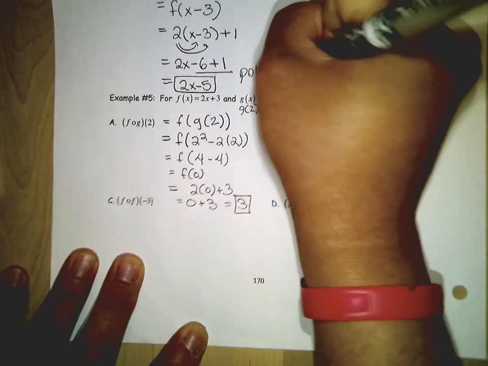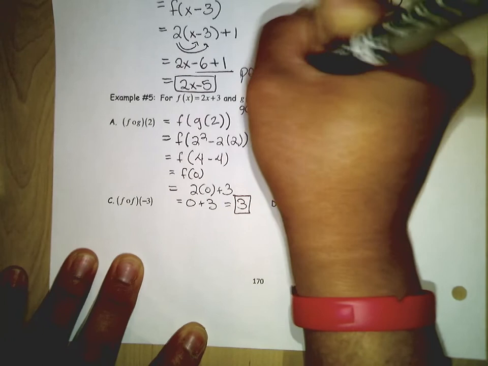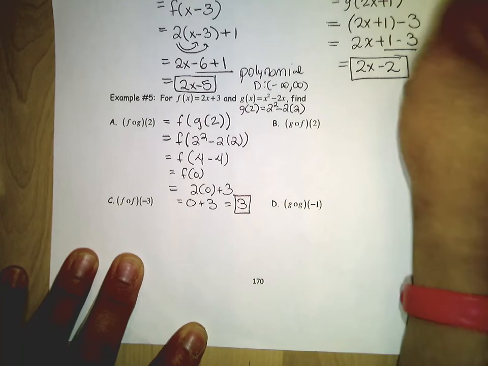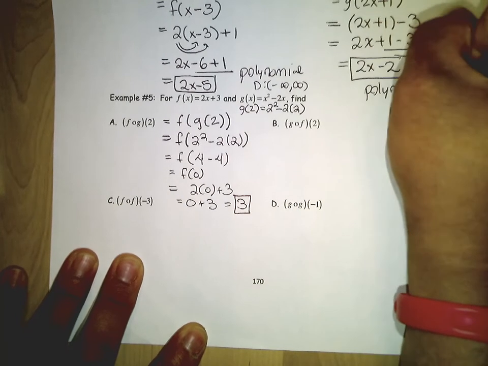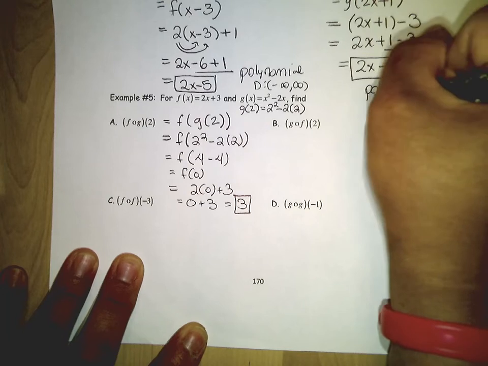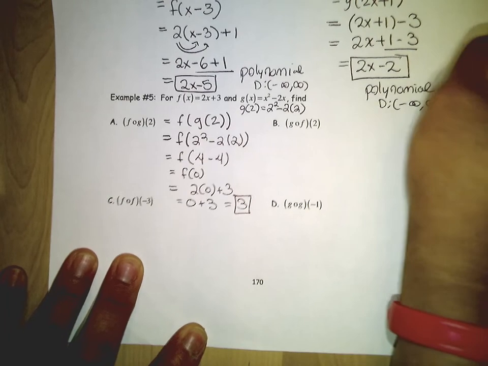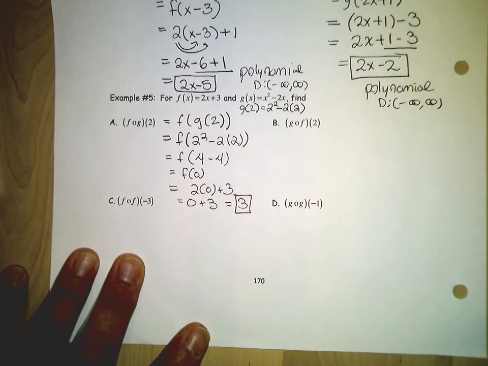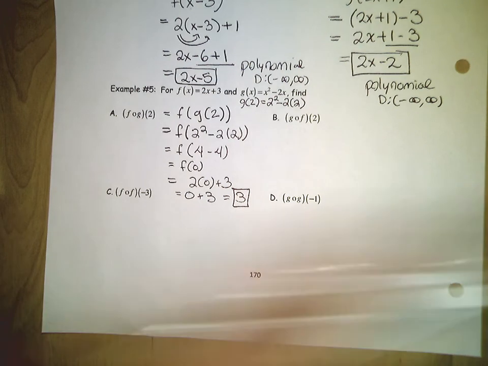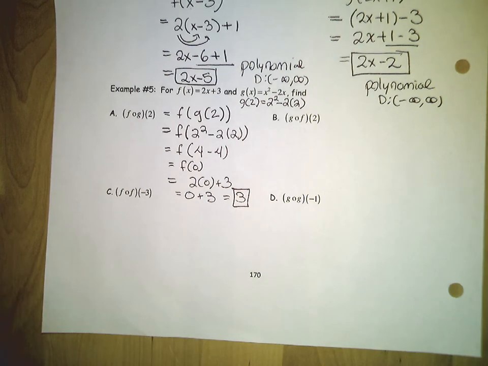Oh, by the way, I did not find the domains on the last 2 of these problems, but remember, these are both polynomials, so the domain for both of these is negative infinity to infinity. So I apologize for that, but I tend to forget to write that down if I know that this is a polynomial where the function will be defined everywhere.